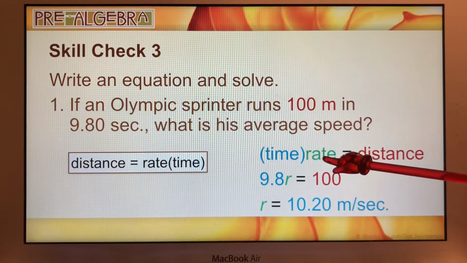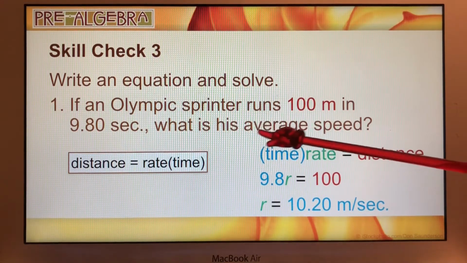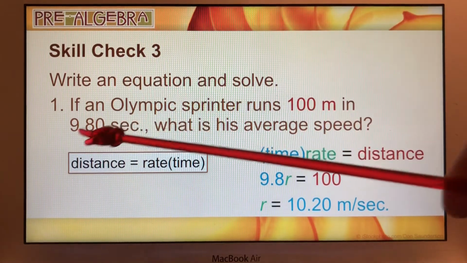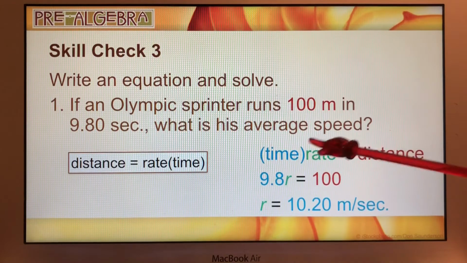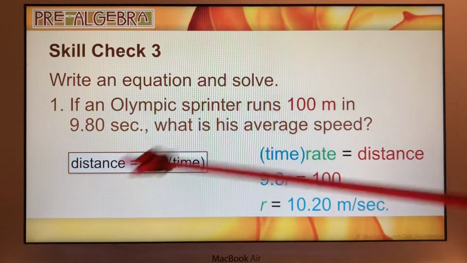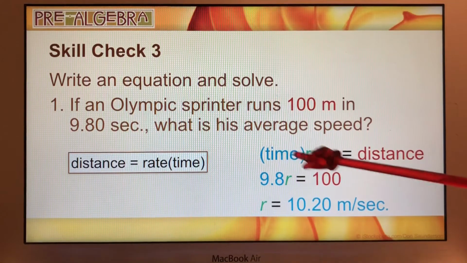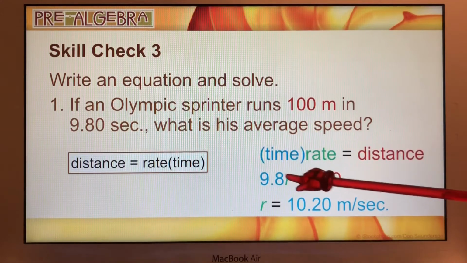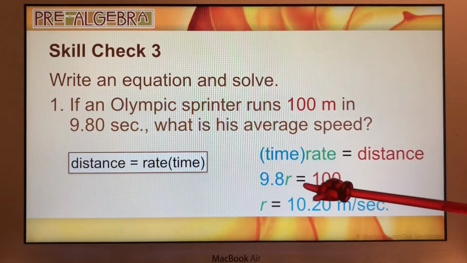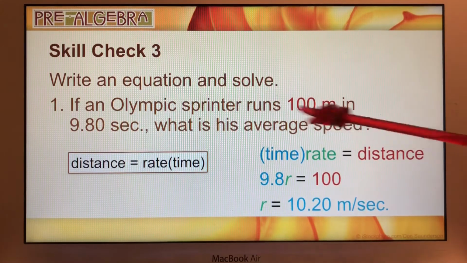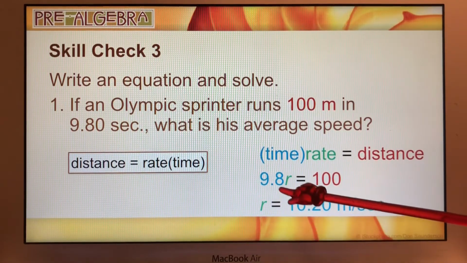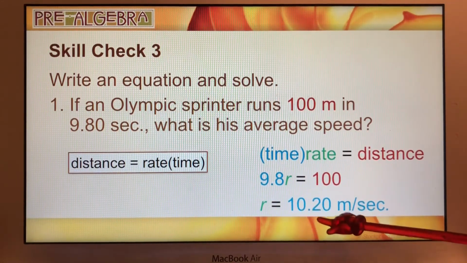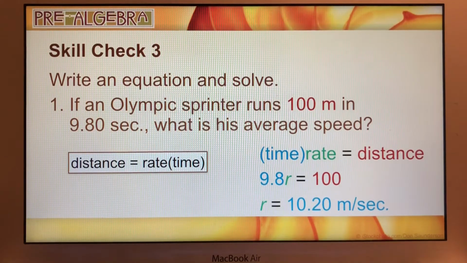The rate, we actually don't know, because average speed would be the rate. But we're given the time also, 9.8 seconds. So you can plug those numbers into your formula. Time times rate equals the distance, okay? So 9.8 times the rate, which is what we do not know and need to find, is equal to 100. When you divide 100 by 9.8, you should get 10.20 meters per second.